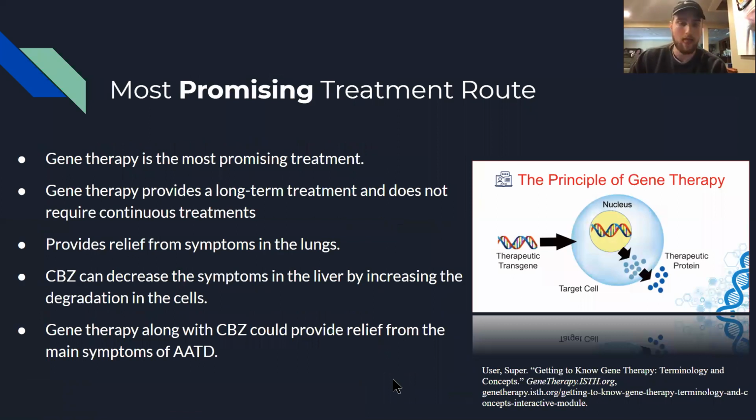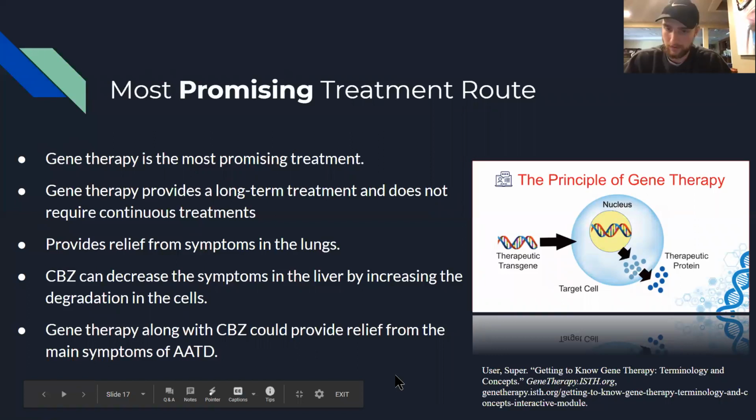Okay, so the most promising treatment route is gene therapy with CBZ. Gene therapy can provide relief to symptoms in the lungs at a lower cost than augmentation therapy and less risk for the patients, like reactions to the drug or having to get weekly or monthly treatments. It is a one-time treatment. CBZ is a medication, so it's easily accessible and can provide relief in the liver. These combined could provide relief of all symptoms from AATD and could be a long-term treatment for the patient. Next.